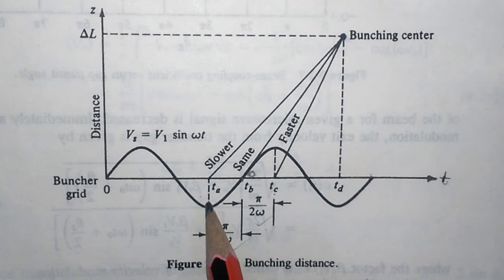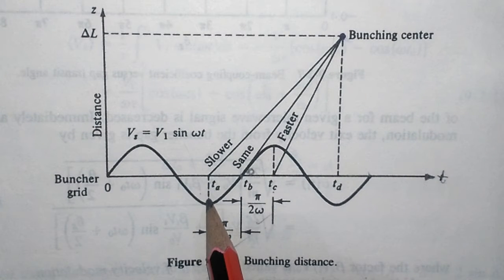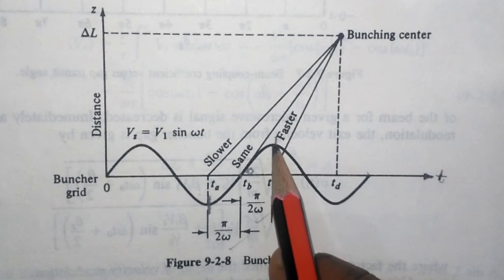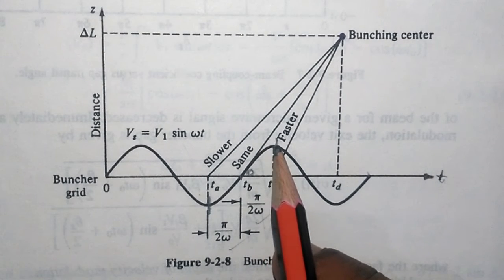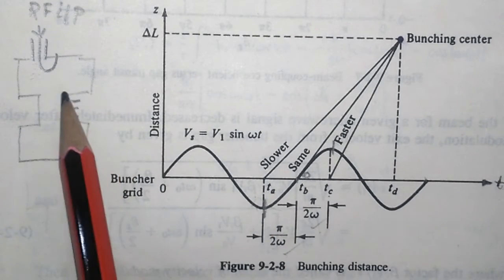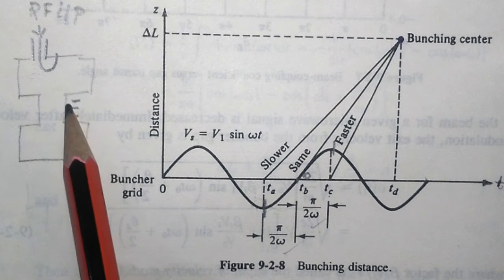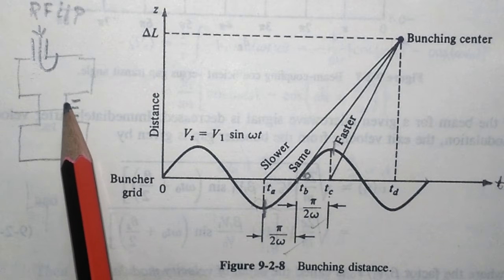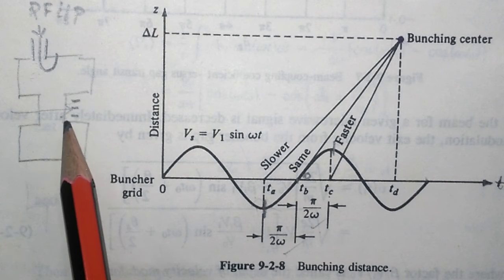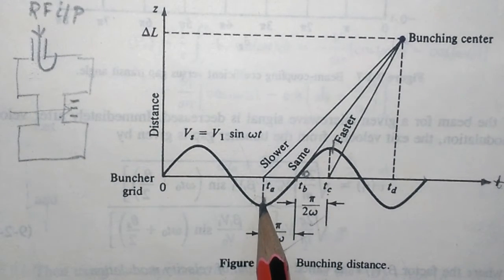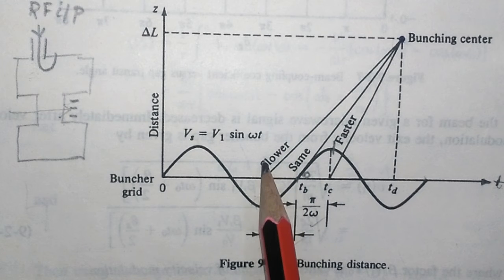Please understand here, we have something called the bunching limit. So what is the bunching limit? The bunching limit is from the negative peak to the positive peak. Please recall that at the negative peak, the right-hand wall of the buncher cavity is highly negative. Because it is highly negative, when electrons approach this buncher cavity, they feel a retardation, meaning to say their velocity is the least at the negative peak. That's why it is slower.